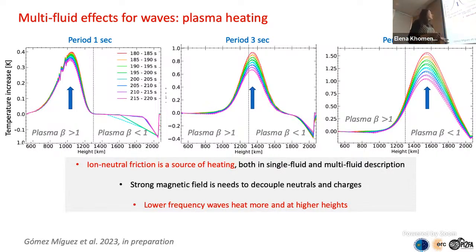So we conclude that yes, ion neutral friction heating is a good candidate for heating the solar chromosphere, in any of these multi-fluid or single fluid descriptions. You need a strong magnetic field to decouple charges and neutrals. So this would only happen where you have small plasma beta. You have to have your magnetic forces important enough to decouple your neutrals from your charges. And then also this result, which is counterintuitive: our low frequency waves actually heat more and at higher heights. Okay. So this was just a simple example.